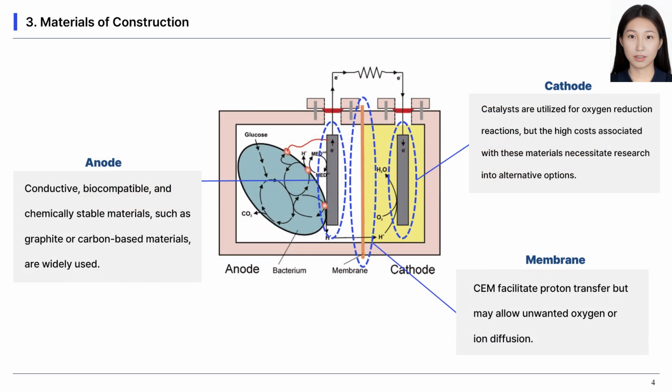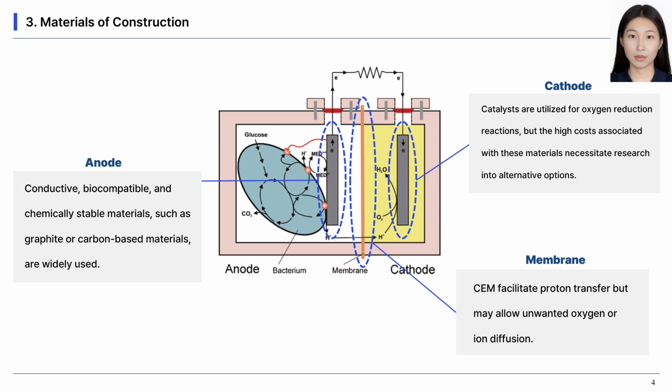The materials used in an MFC significantly influence its performance, cost, and long-term stability. For the anode, the key requirements are conductivity, compatibility with microbial biofilms, and chemical stability. Carbon-based materials, such as graphite, carbon cloth, and carbon fiber, are commonly used. These materials provide a large surface area for bacterial attachment, which enhances the efficiency of electron transfer.